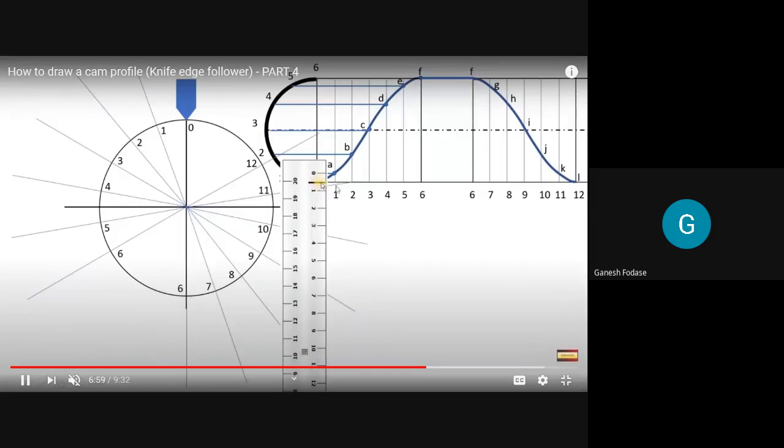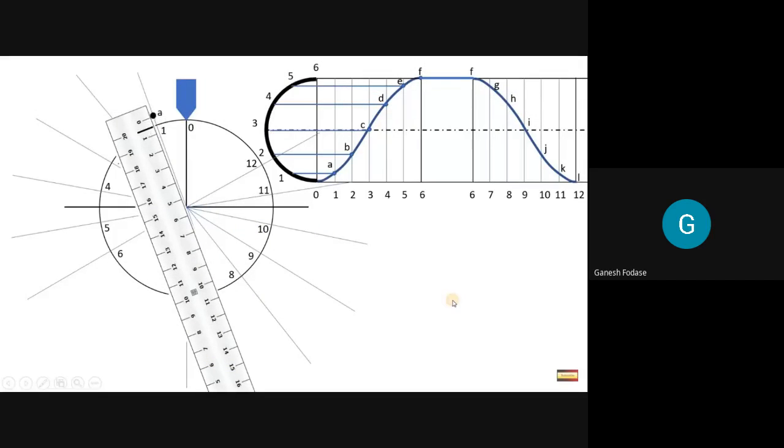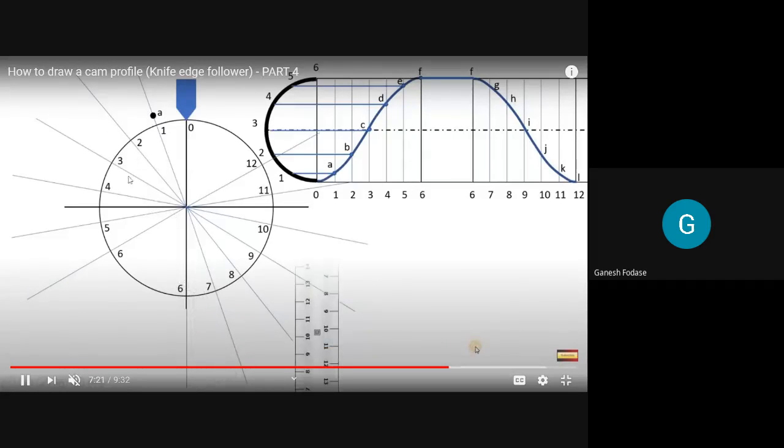So we are taking the distance 1 to A. Here you can check the scale. You can take it with the compass also. The direct distance is 1 to A and mark it here. Now they are using a scale here. So the same distance 1A I have to mark on the follower diagram. 1A, then 2B. From the displacement diagram I have to copy onto the cam profile the 2B distance, 2 to B.